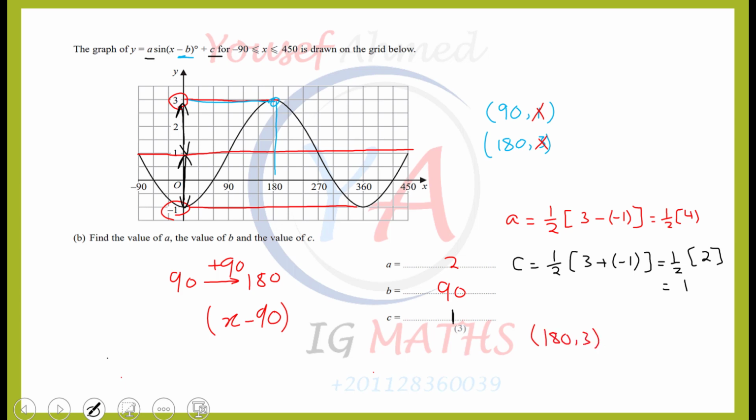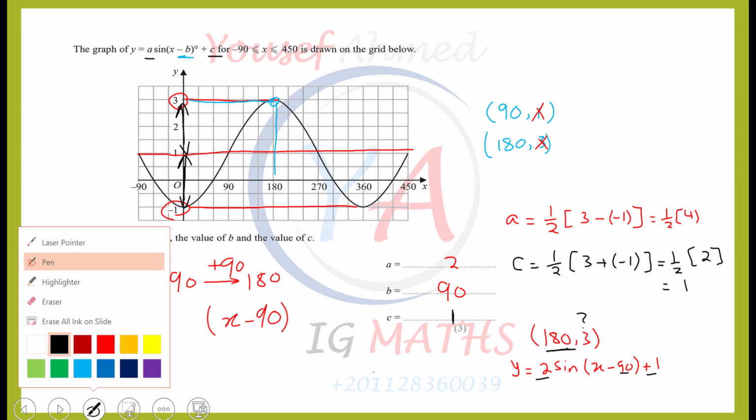What you will do is, take the equation now after you got the values. y is equal to 2 sine (x minus 90) added to 1. So now go replace the x value in this equation, which is 180. And then if the answer is 3, it means everything you got here is correct. But if the answer is not 3 or something different, you need to get back and check what mistake you have done in the question.